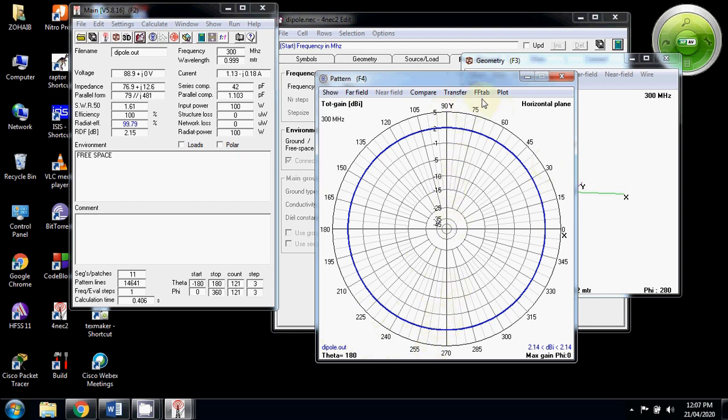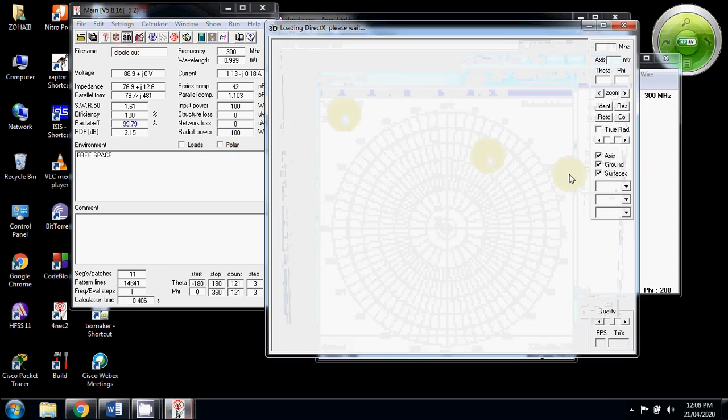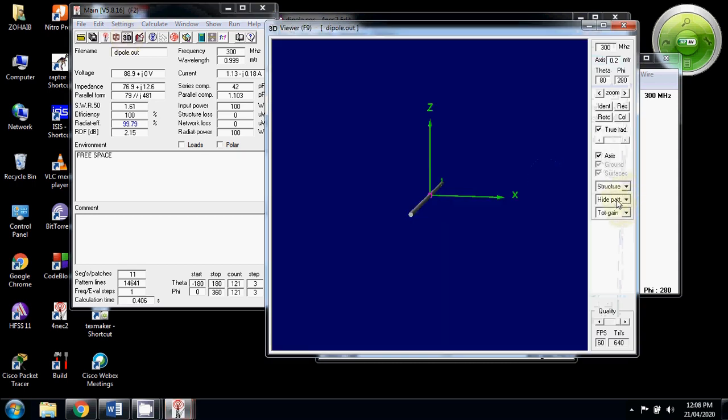So we can also look at the three-dimensional radiation pattern of a designed antenna. We just need to click this 3D button here. By clicking on 3D, you'll see this window. In this window, just click on this hide pattern drop down menu. We need to click on multicolored.